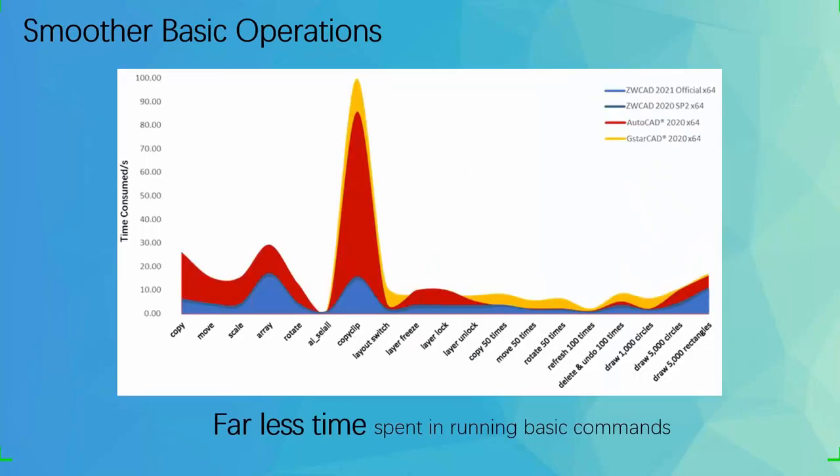Besides being fast, it also has smoother basic operation. You can see in the graph, the blue part represents the time consumed in ZWCAD 2021 when you're running basic commands. Compared to the red part and yellow part, you can see it takes far less time in running basic commands. It means it saves you more time for your actual designs.